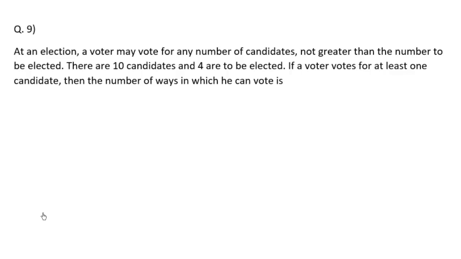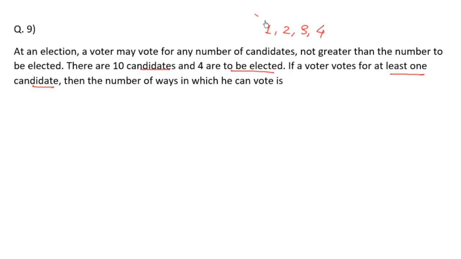Now in this question it says that at an election, a voter may vote for any number of candidates, not greater than the number to be elected. There are 10 candidates and 4 are to be elected. So at max, a voter can vote for 4 candidates, right? The voter will vote for at least 1 candidate, or 2 candidates, or 3 candidates, or at max 4 candidates. We have to find the number of ways this can be done.